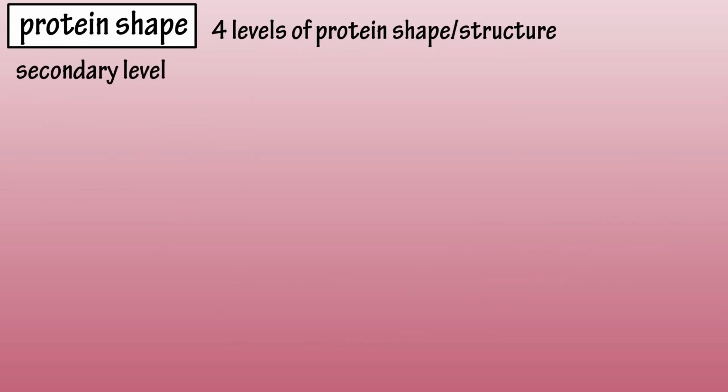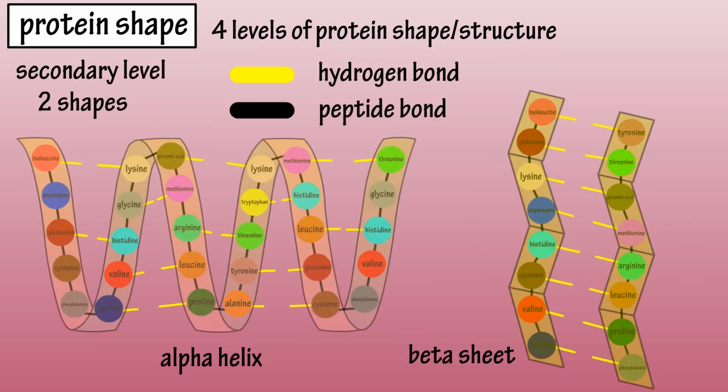The secondary or 2nd level has 2 shapes: an alpha helix or coil-like formation, or a folded pattern called a beta sheet. In both of these structures, hydrogen bonds between the amino acids stabilize the shape of the protein.